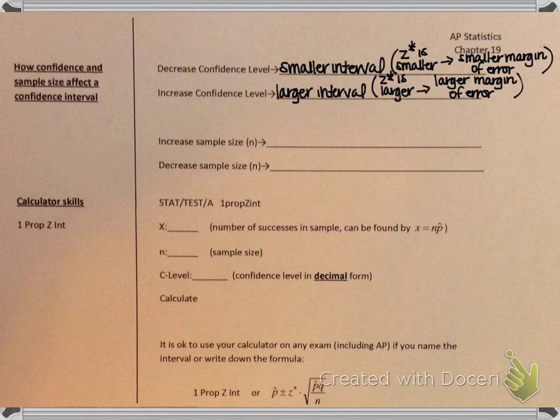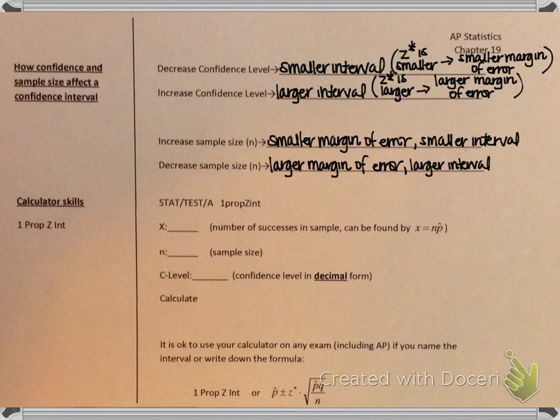Now if we increase the sample size, that means that the denominator for our margin of error is going to get bigger. If the denominator of the margin of error is going to get bigger, then the entire value of that whole fraction is actually going to get smaller. So we have a smaller margin of error. When we have a smaller margin of error, that means that we have a smaller interval. Likewise, with decreasing a sample size, the denominator of a fraction is going to get smaller, which means the entire fraction itself is going to get larger. So we have a larger margin of error, larger interval.